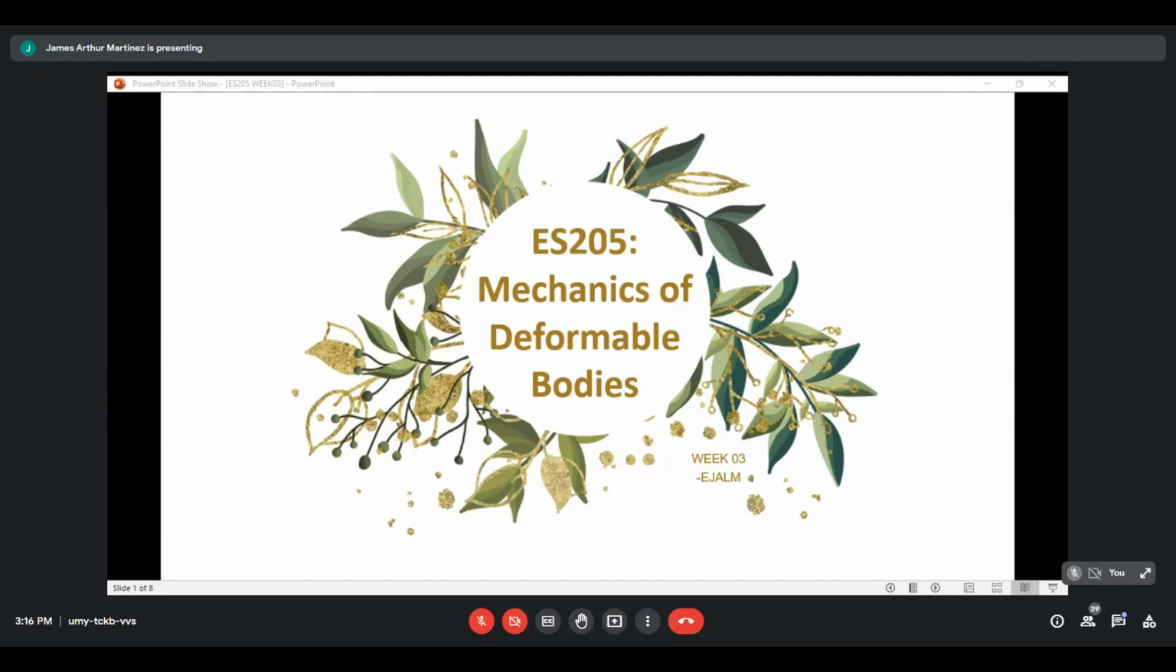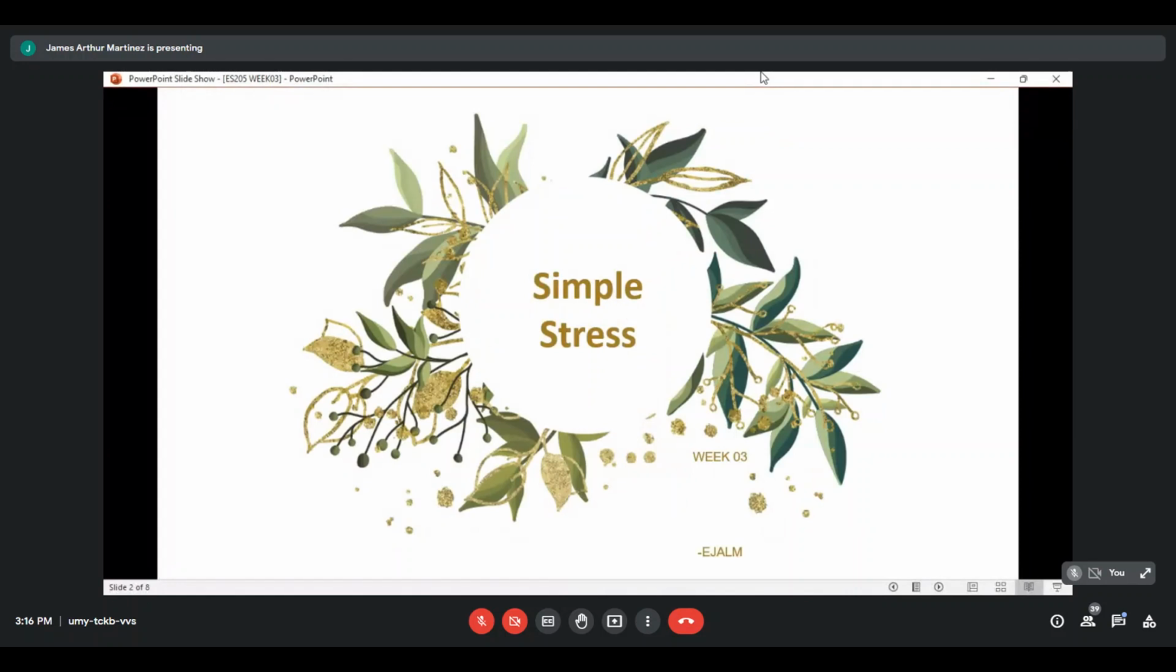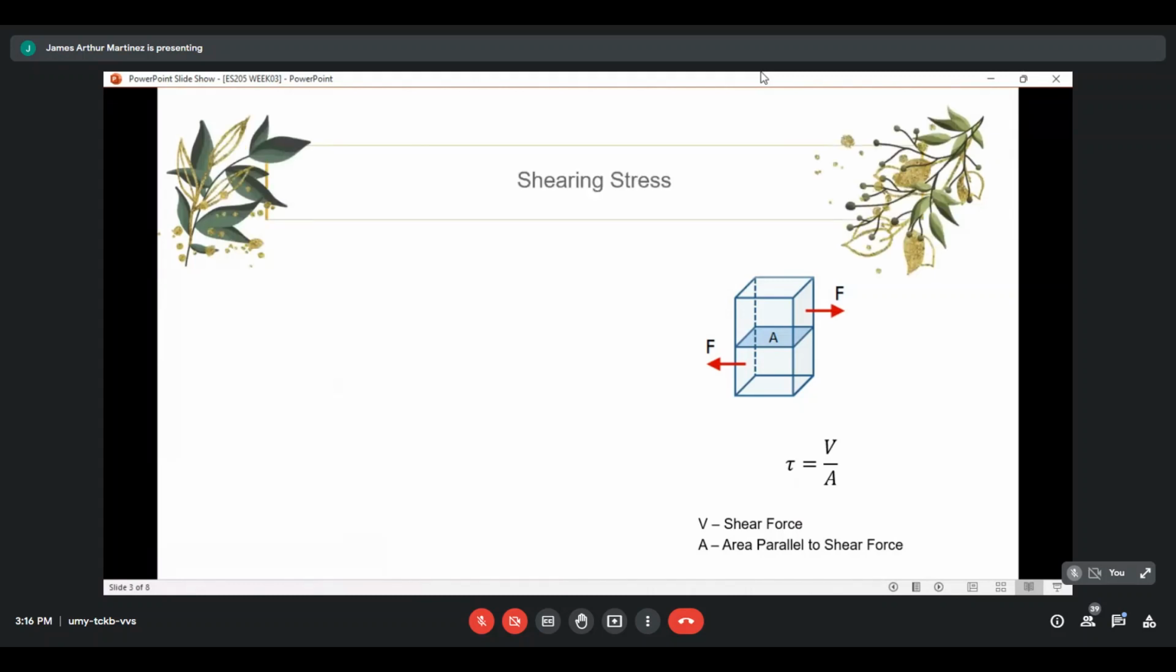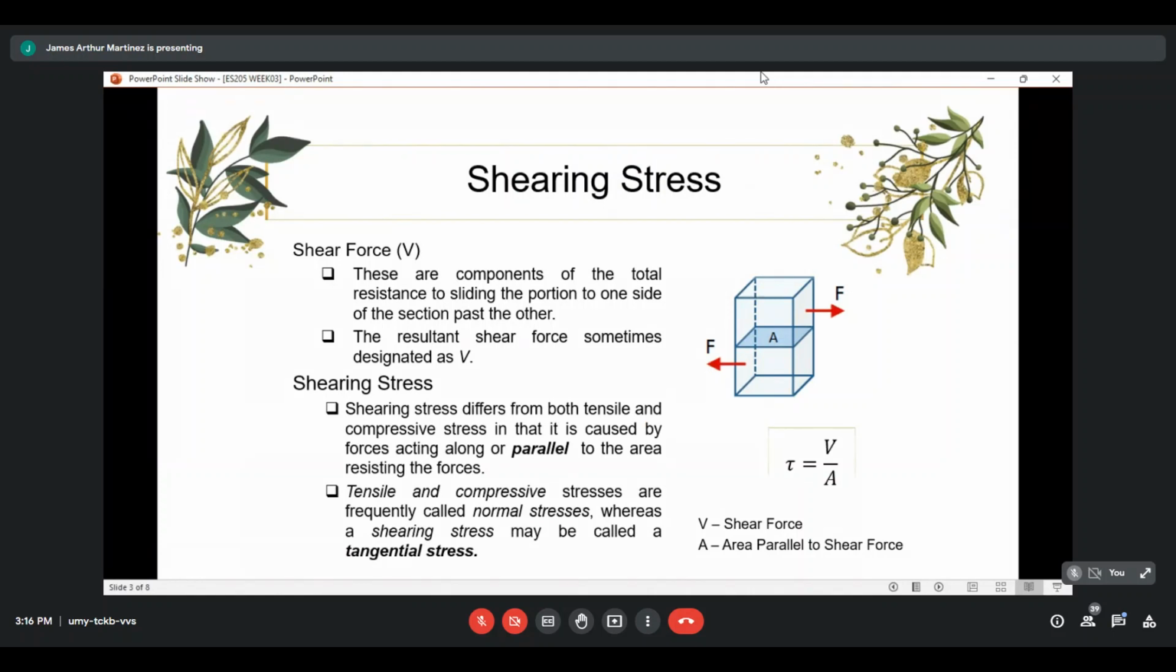And for our session for today, our topic would be actually continuation lang no on our discussion with the topic simple stresses. So we are done with normal stress. And today, we will talk about shear stress, or shearing stress. Shearing stress differs from both tensile and compressive stress in that it is caused by forces acting along or parallel to the area resisting the forces.